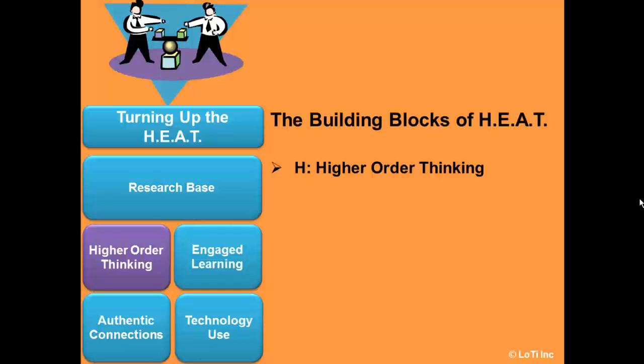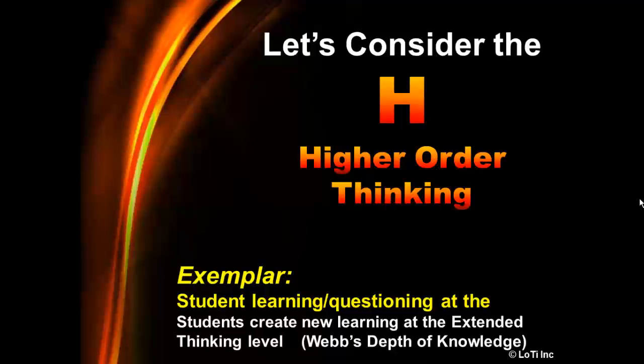The first building block of HEAT, higher order thinking. In the HEAT framework, we use 2 different models to look at higher order thinking. One of them is Bloom's taxonomy, another is Webb's depth of knowledge. Today we will be using Webb's depth of knowledge to discuss what is going on in the classroom.